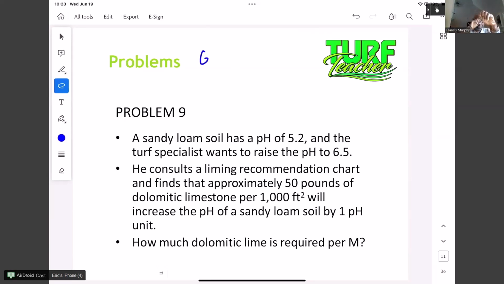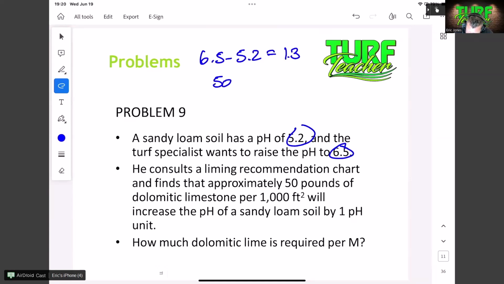So first thing we got to do, figure out how much we want to raise it. So the 6.5 minus the 5.2 is 1.3. 50 pounds times the 1.3 gives us, we need 65 pounds.